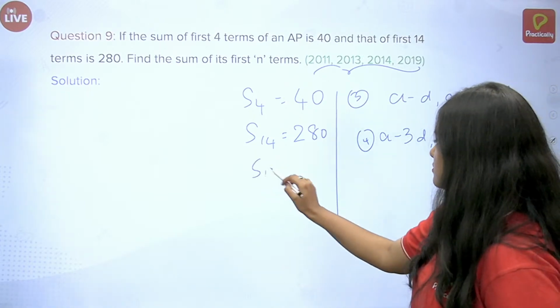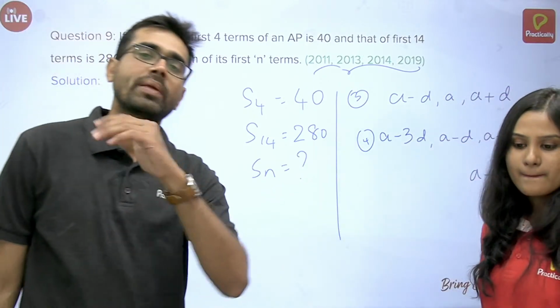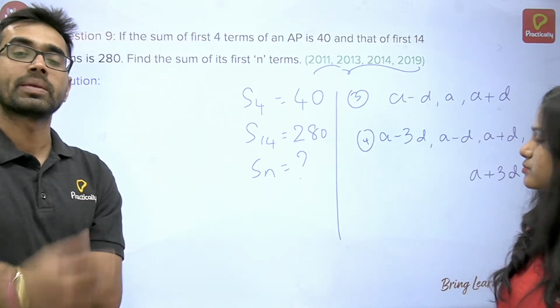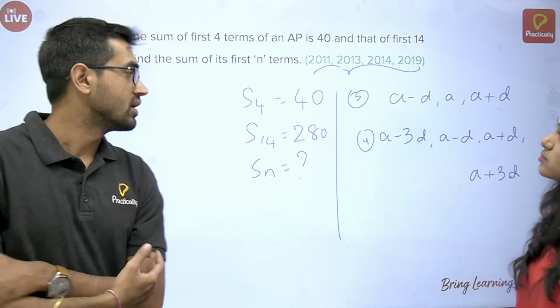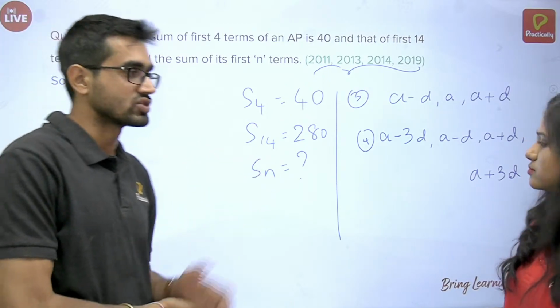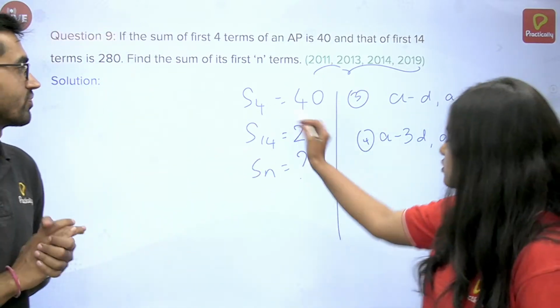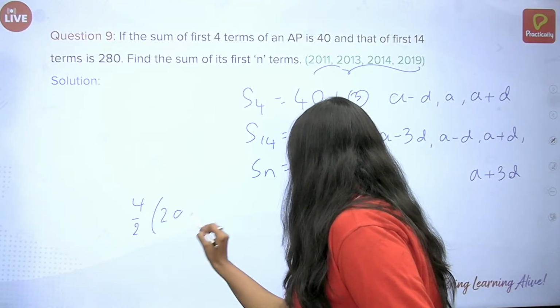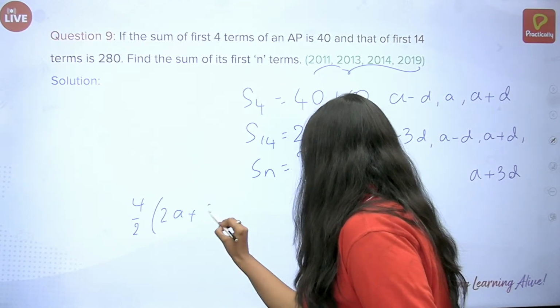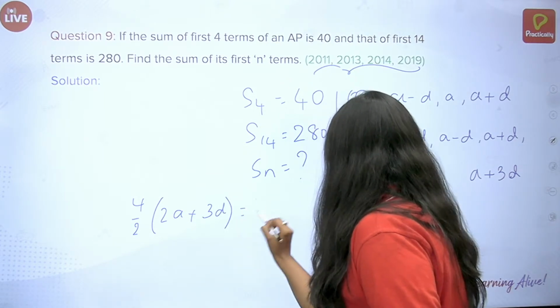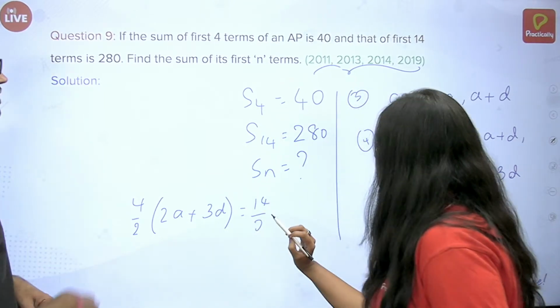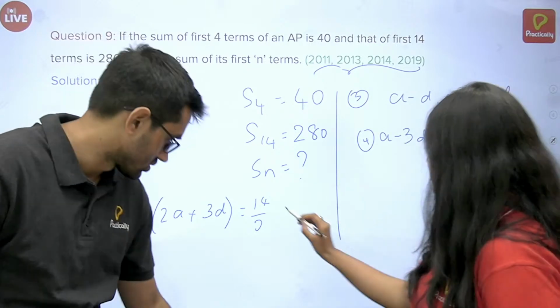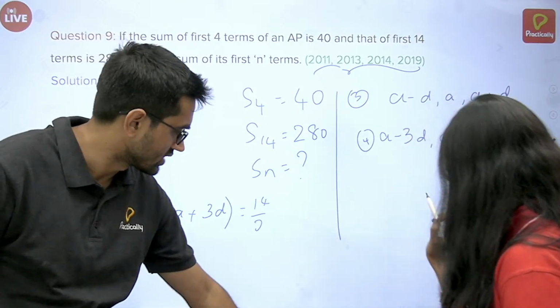So I hope all of you remember the sum formula. It is n by 2 into 2a plus n minus 1 into d, or n by 2 into a plus an, which is the last term in general. But this won't work with that situation, so we'll use the first formula. Okay. So what is S4? 4 by 2 into 2a plus 3d equals 40.